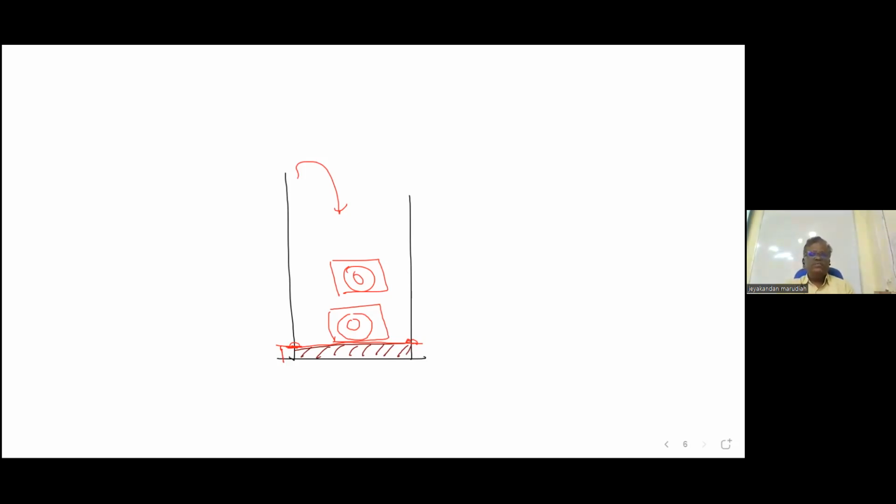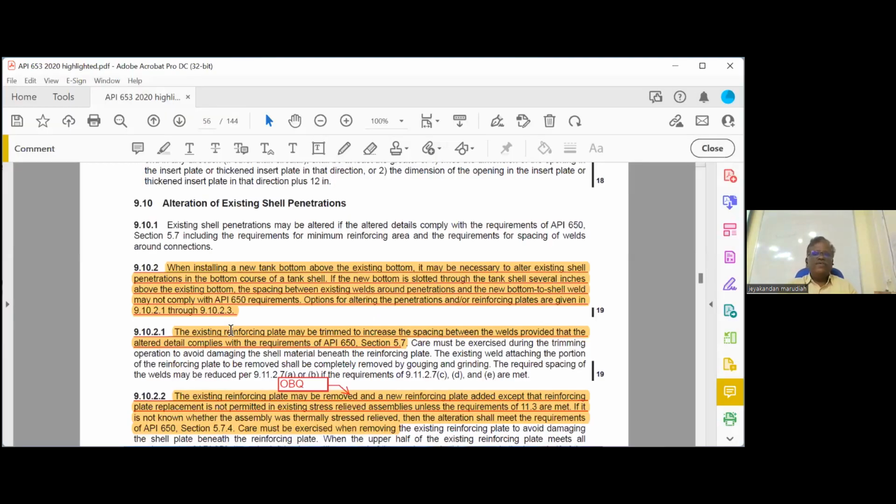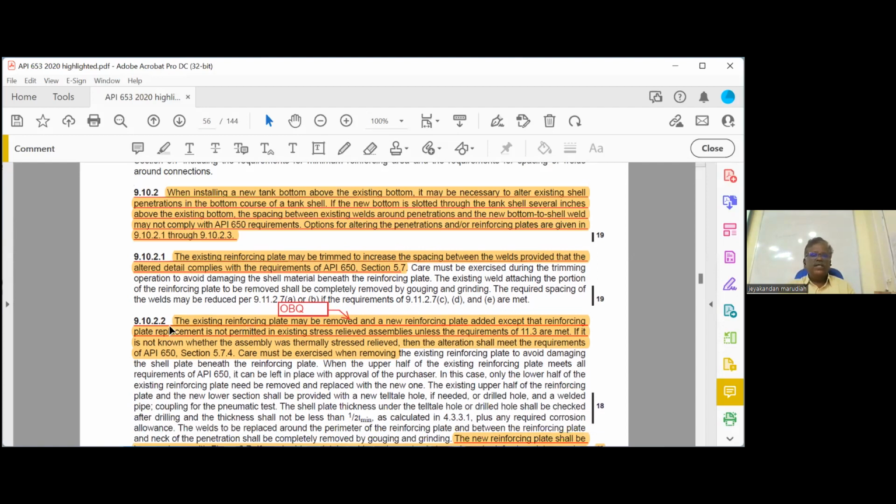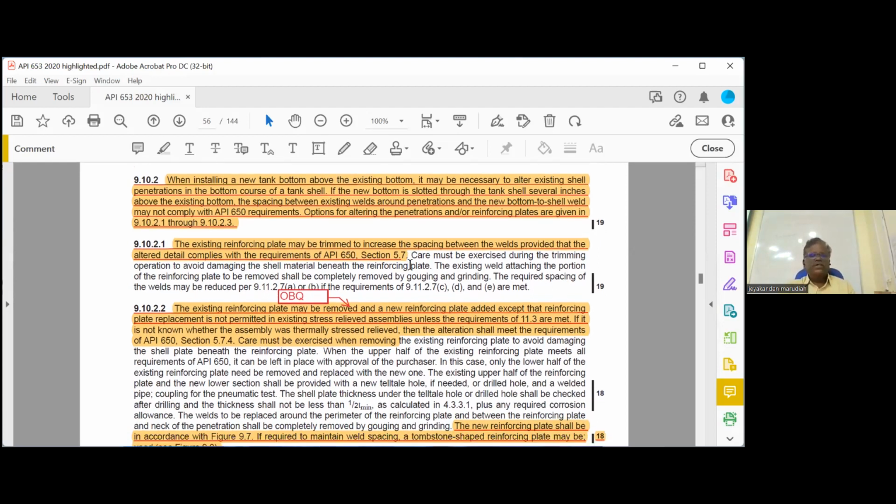So highlight this one. When installing a new bottom above, it may be necessary to alter the existing shell penetration in the bottom course. If the new bottom is slated through the tank several inches above the bottom, the spacing between existing welds shall meet the 650 requirements. Then highlight 9.10.2.1. The existing reinforcing plate may be trimmed to increase the spacing. You can trim it. The 9.10.2.2 is the open book question.